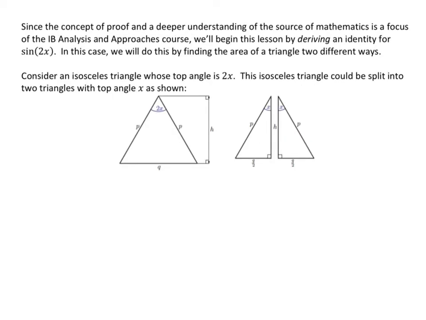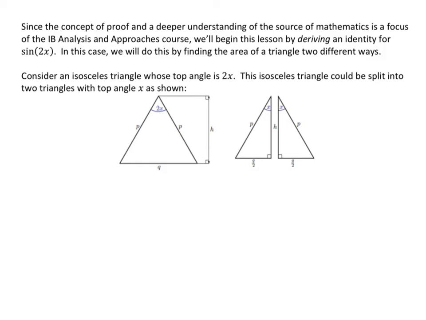Now, the concept of proof and a deeper understanding of the source of the math that we learn is a focus of the Analysis and Approaches course, so we're going to start this lesson by actually deriving an identity for sine 2x. In this case, our strategy is going to be finding the area of a triangle in two different ways.